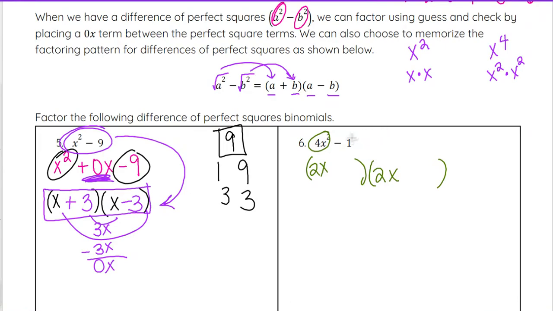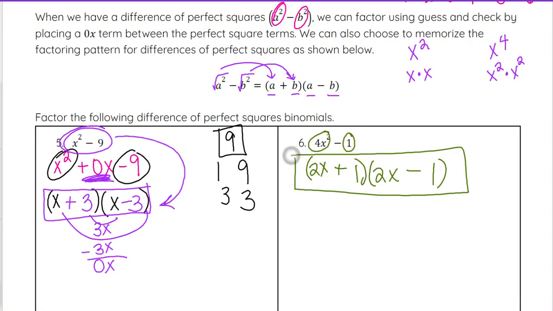It's up to you. And then you want to look at that last term, 1. And 1 is just 1 times 1. So that's going to be 1 at the end. 1 plus 1 minus. And that's how we factor. So again, if you can notice those difference of perfect squares, then it can save you time in factoring to realize that it's just going to be the plus and the minus versions of the same binomial.